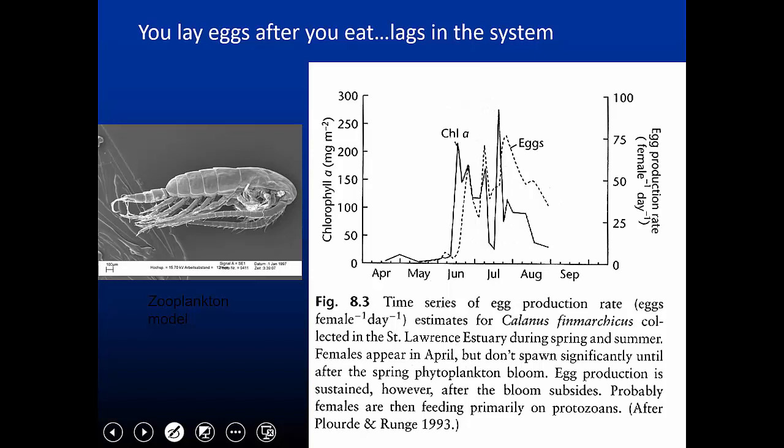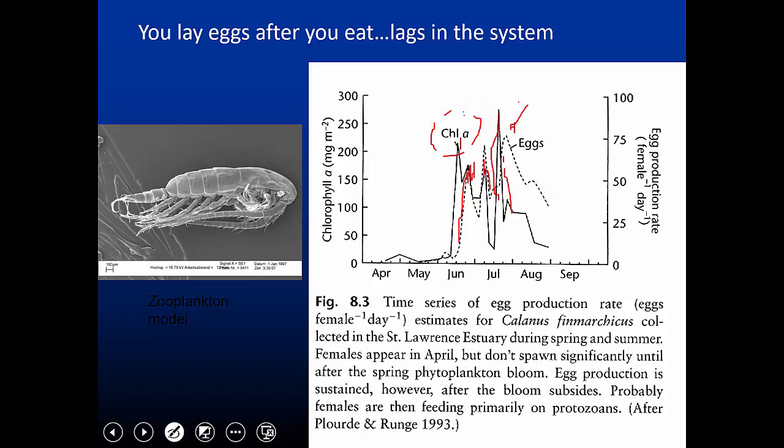Here's a case of some data showing that there's this lag between chlorophyll A, which again, you remember is a measure of phytoplankton biomass, and egg production. And the point here is that the peak in chlorophyll A is a little bit before the peak in eggs. Now that one is right on top of each other. But here's another peak in chlorophyll A, and then the peak in egg production is a little bit later.